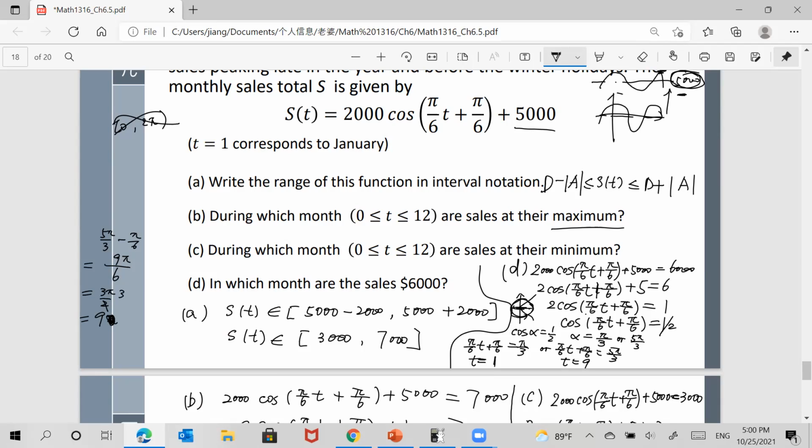Oh, so too many things here. So we should have two answers. The T equals 1, that means January. And the T equals 9 is September. I hope there's no mistake for this one.